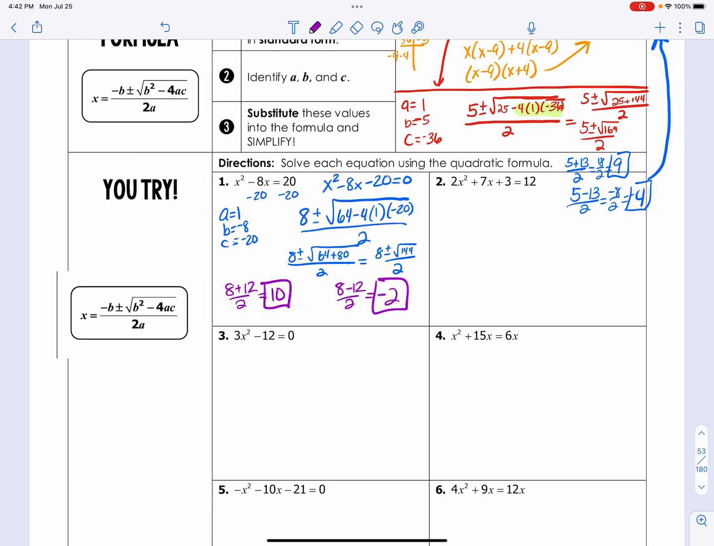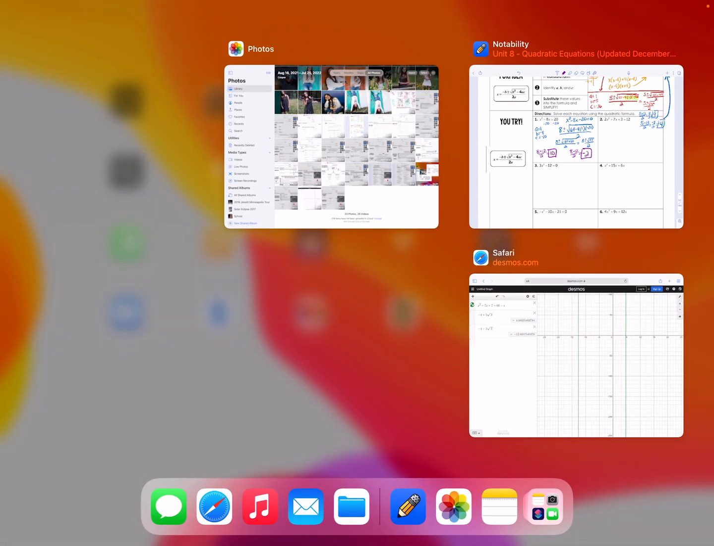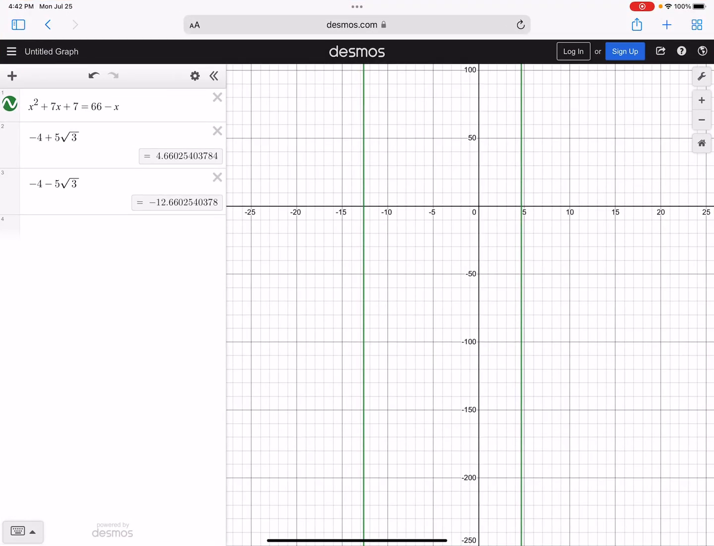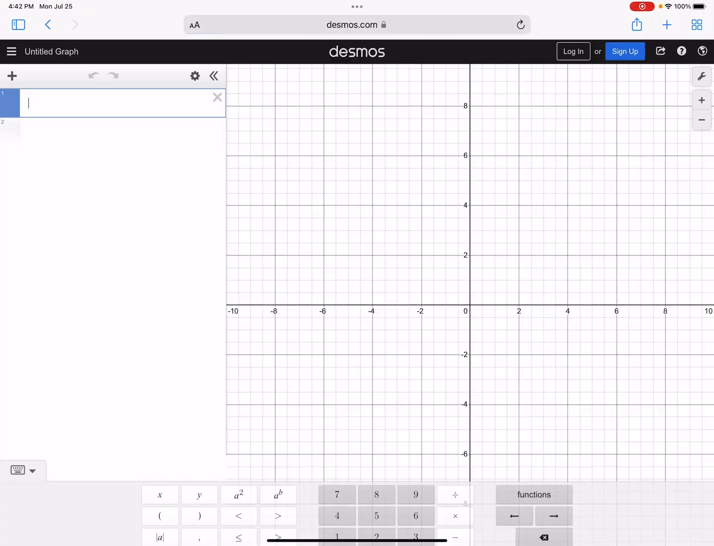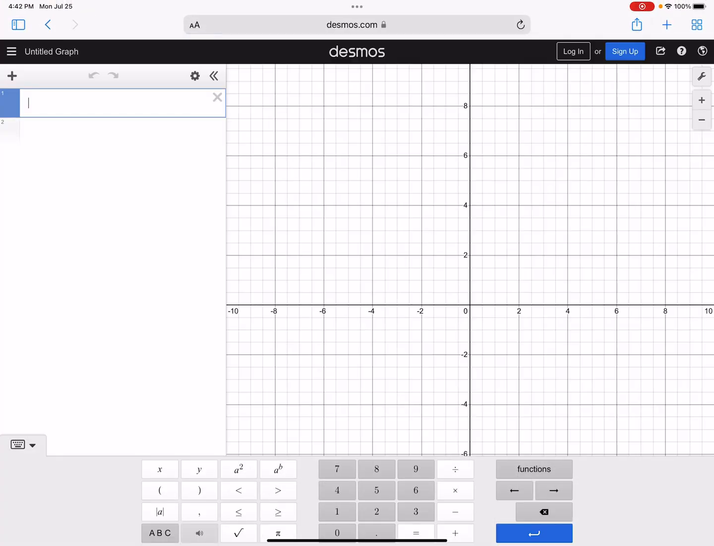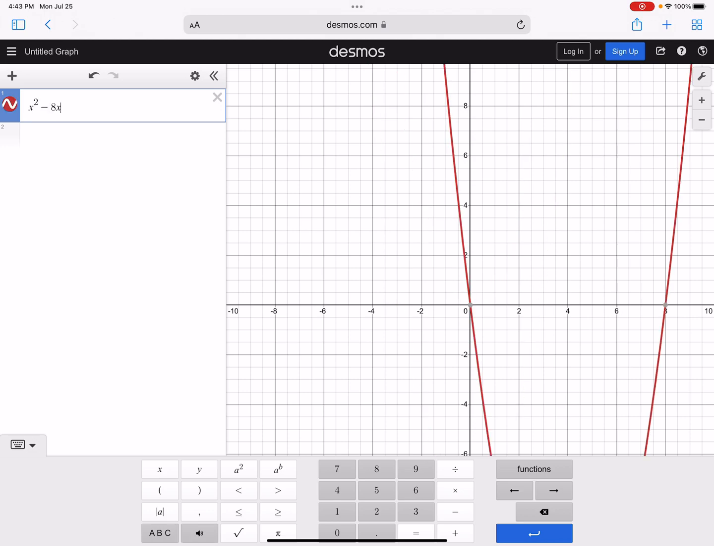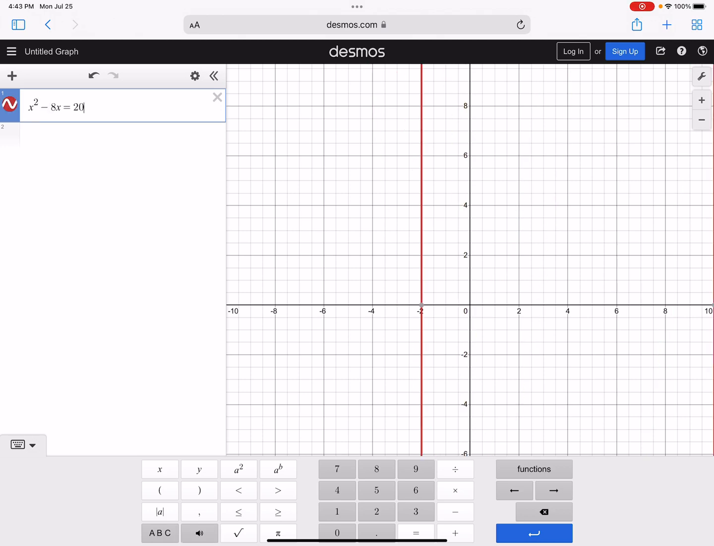Okay, so the quadratic formula is just another way of getting your answers. If I go to Desmos, I'm going to type in that formula just like it was done. So let me do this again, because sometimes it gets weird things. So it is x squared minus 8x equals 20.